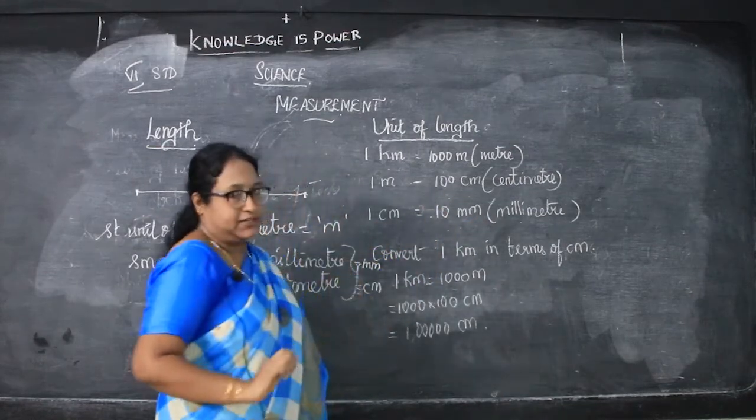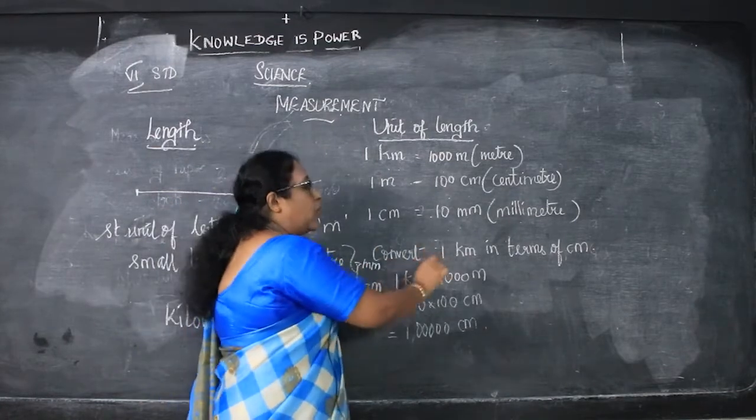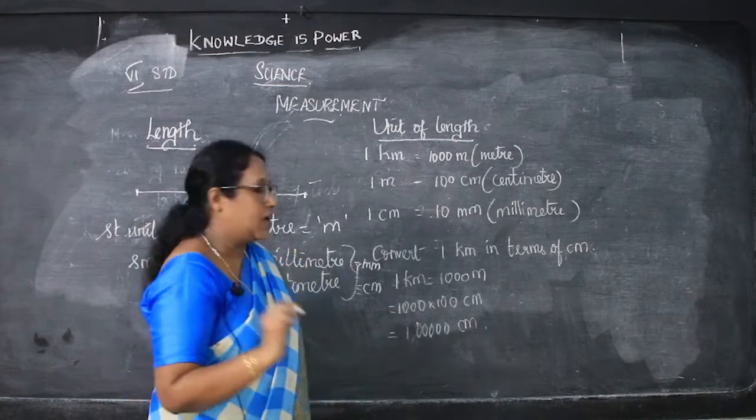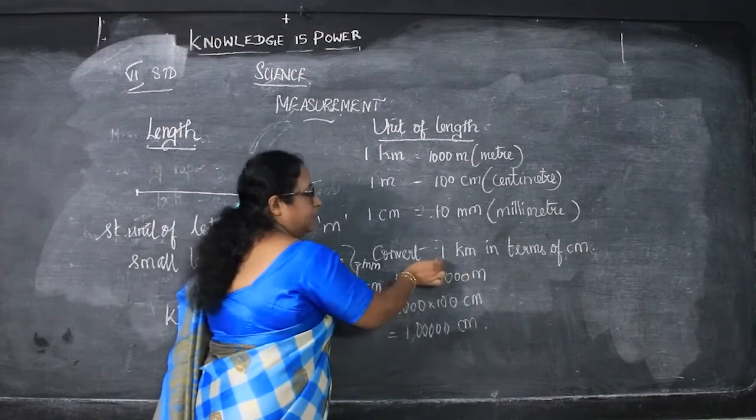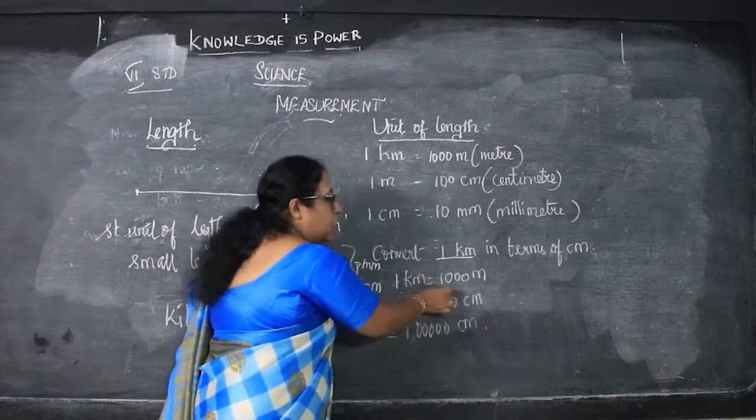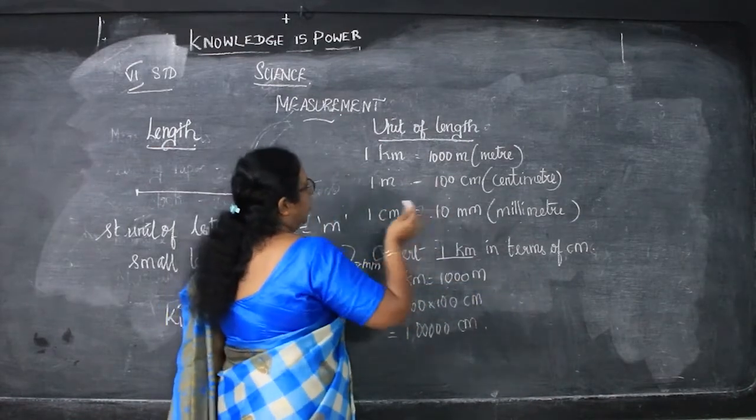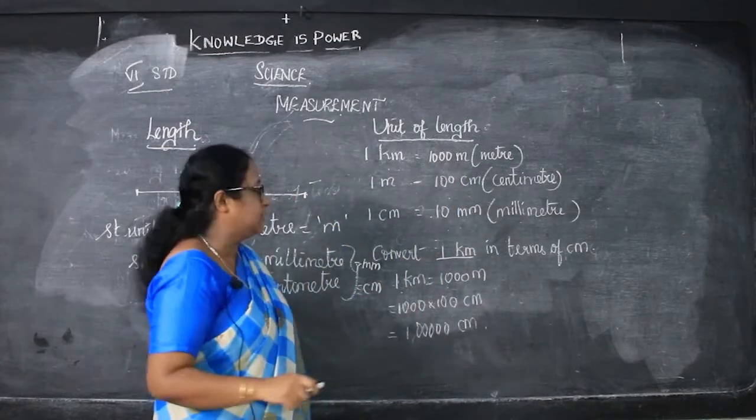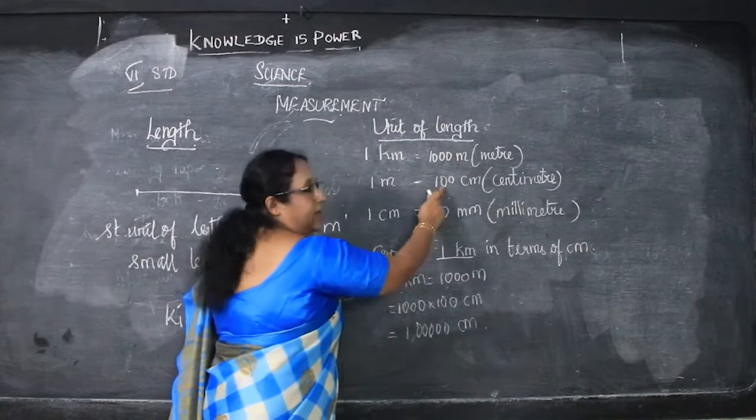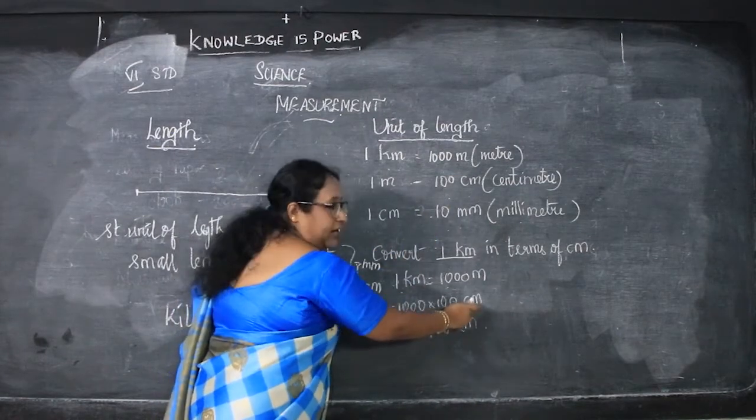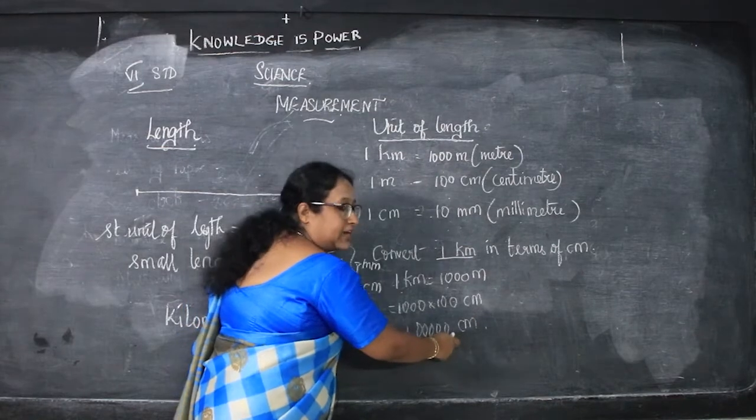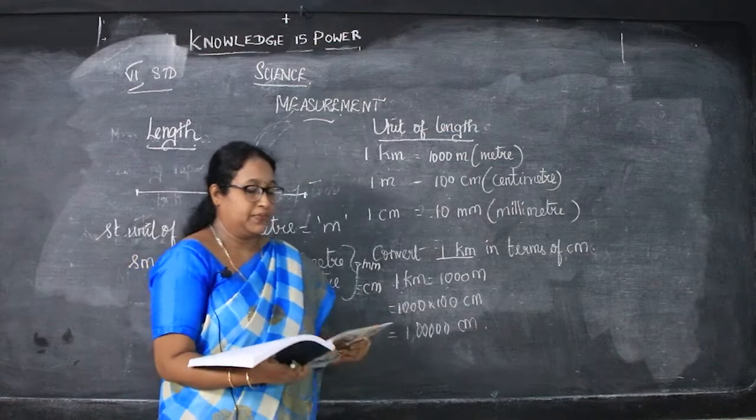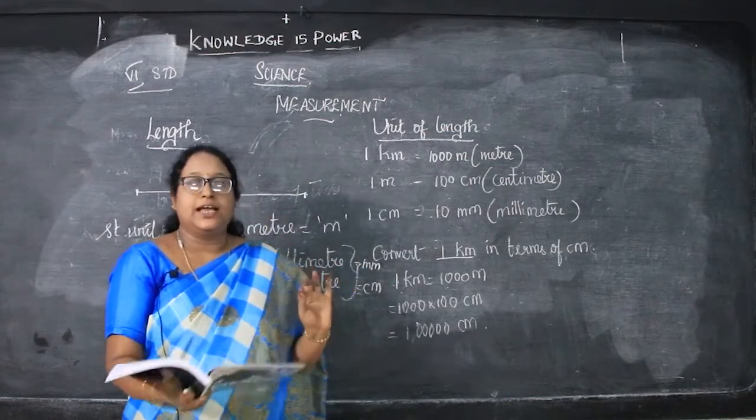Now there is a question: can you convert 1 kilometer in terms of centimeter? Yes, we can convert. How? 1 kilometer is 1000 meter. Now we have to convert in terms of centimeter. What is the centimeter value? 100. So 1000 into 100 gives you 1 lakh, that is 100,000 centimeter. Did you understand, children?